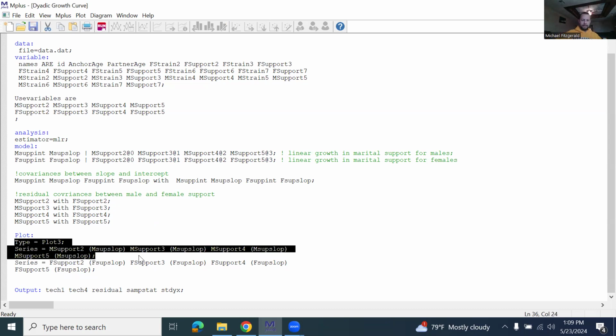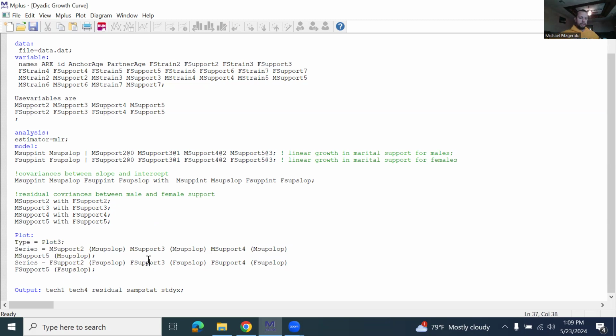We want to take a look at the marital support across time. So we have plot 3, which gives you the most information. That's kind of the default I use. And then we're going to create series, and then we're going to create the observed variable, and then we're going to place it in context of the slope variable that we got from right here. All right. And so output tends to be fairly straightforward.